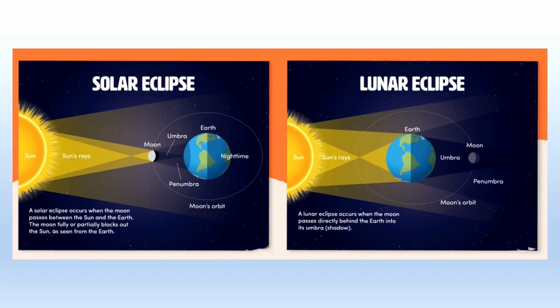Eclipses occur when the Sun, Earth, and Moon line up precisely. A solar eclipse occurs when the Moon blocks sunlight from reaching part of Earth. A lunar eclipse happens when Earth blocks sunlight from reaching the Moon. These alignments don't occur every month because the Moon's orbit is tilted about 5 degrees relative to Earth's orbit around the Sun.